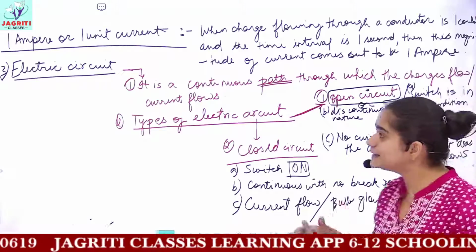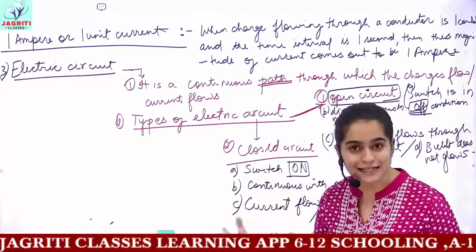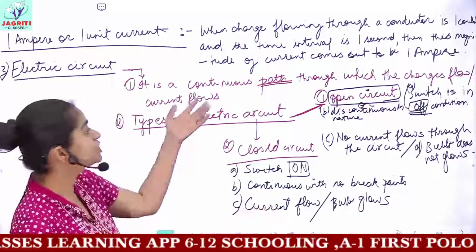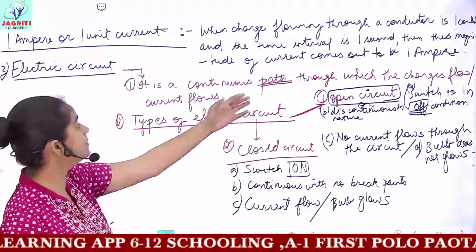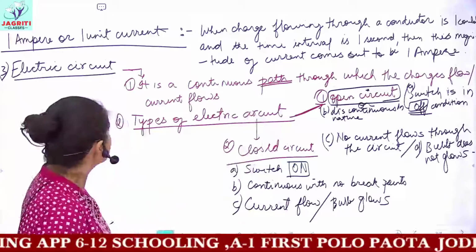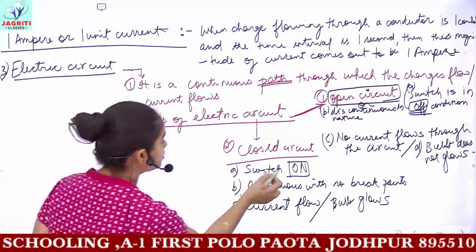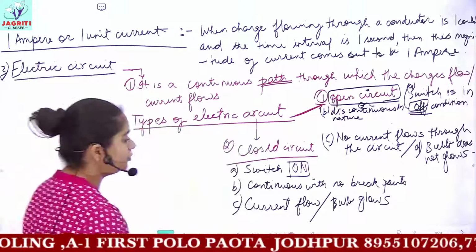Okay, so these are the two kinds of circuits. And what is a circuit? A circuit is a continuous path through which the current flows. It provides a path for the flow of current. So I hope this is clear. So I have written here switch. So let's define, what do you mean by the term switch?